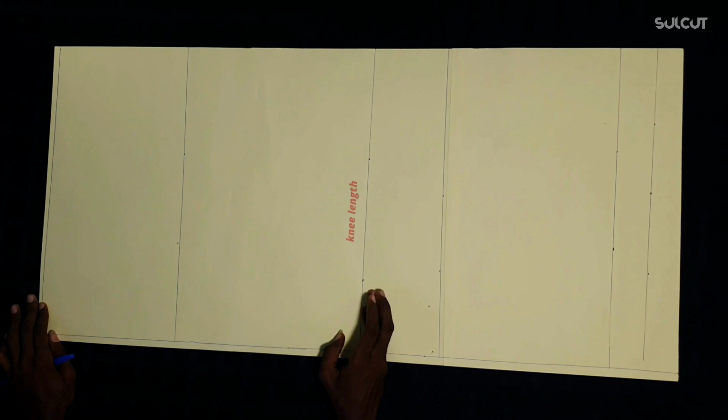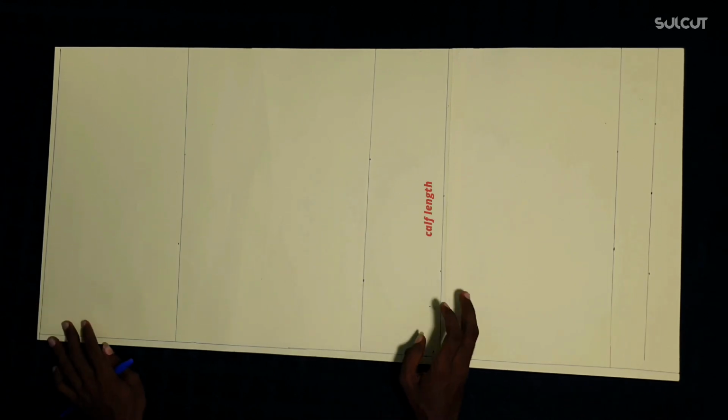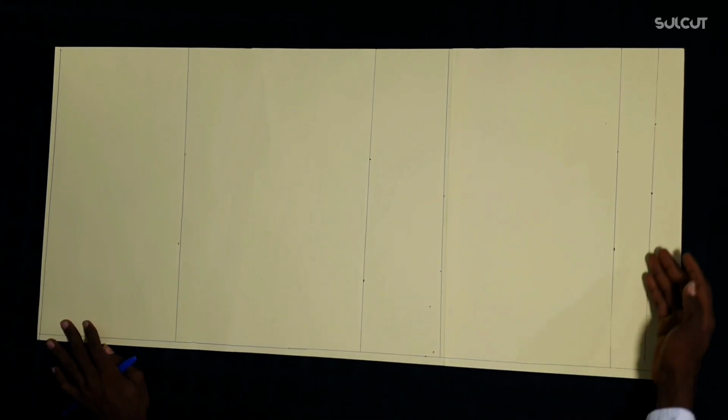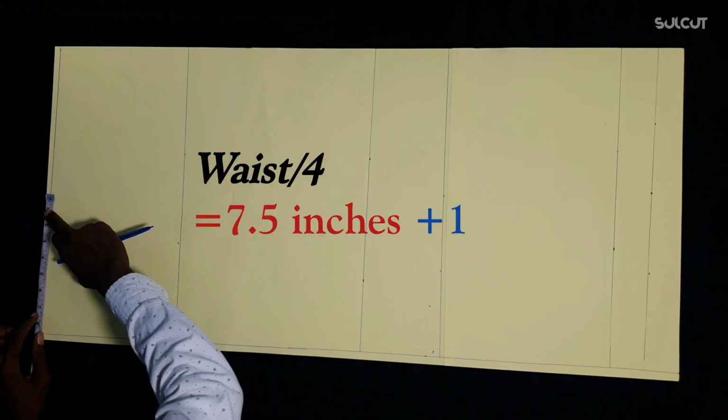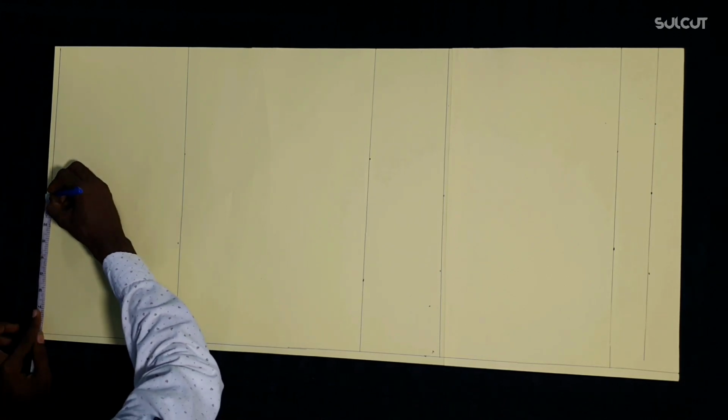Now we have all our horizontal lines drawn. This is the crotch depth. This is the knee length, calf length, the entire length, and the hem allowance. We go ahead and divide our waist by 4 plus allowance and mark up this place.